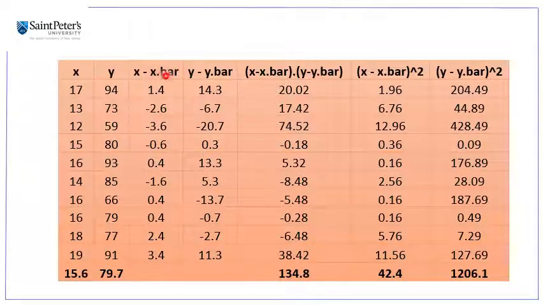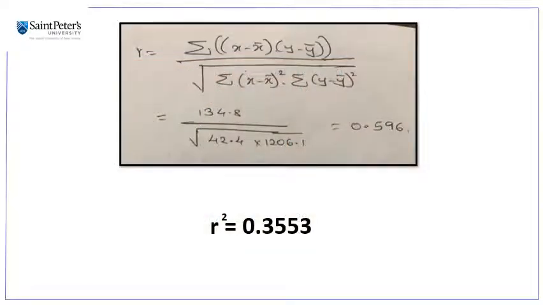Now, because we are also getting negative values, we are going to square both of these, x minus x bar whole square and y minus y bar whole square. After squaring we got these values. For R, that is the correlation, we have this formula, and we already calculated these values earlier in our table, and we got 0.596. R squared is nothing but the square of the correlation, so we got 0.3553.